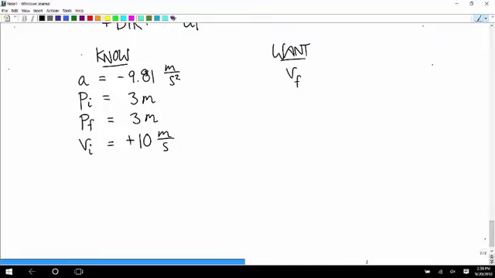Okay, so is there one of those 3 constant acceleration equations that works with this information? The first one doesn't work because we don't know time final. The second one doesn't work because we don't know time final. The third one, yeah. So we have to use the same one again.